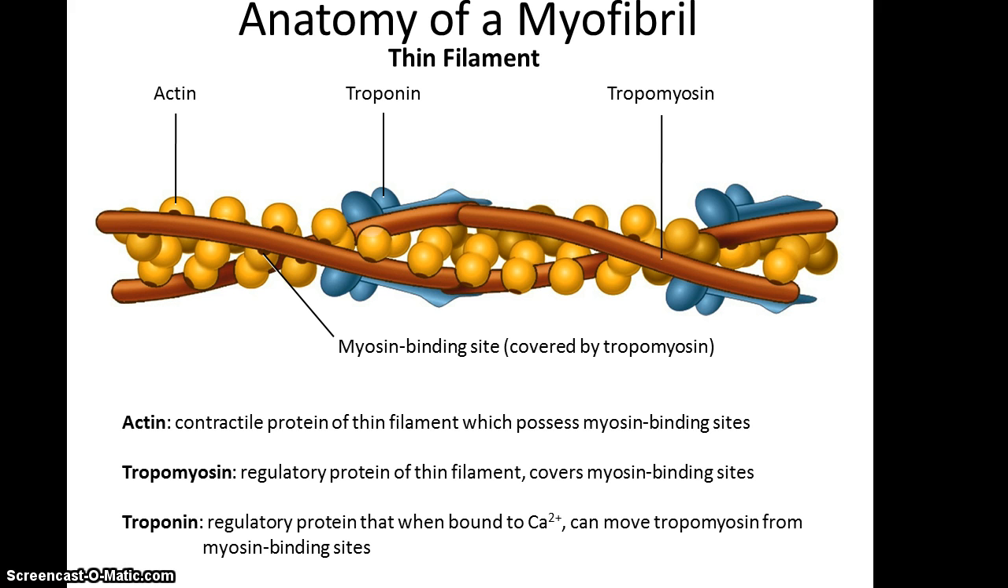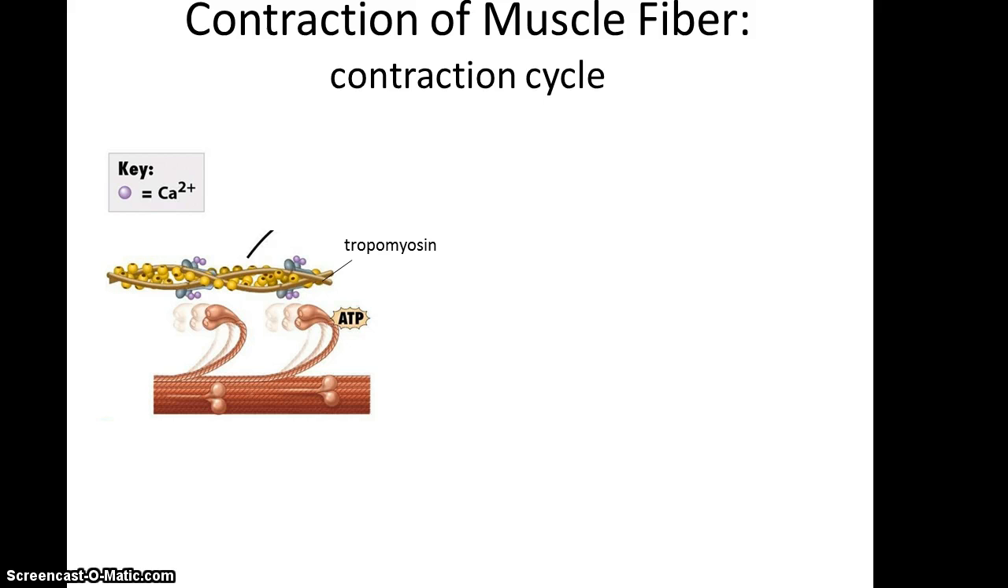The second regulatory protein is troponin, here seen as sort of a blue t-shirt-like structure. And what troponin does is when it is bound to calcium ions, it'll change its shape. And when the troponin changes its shape, it'll force the tropomyosin to shift position so that it no longer blocks the myosin binding sites, thereby allowing myosin to bind to actin. And this will then allow for the contraction cycle to occur.